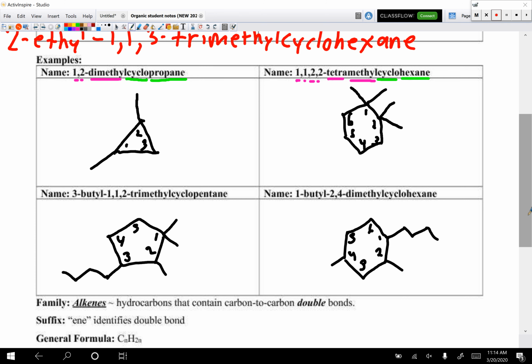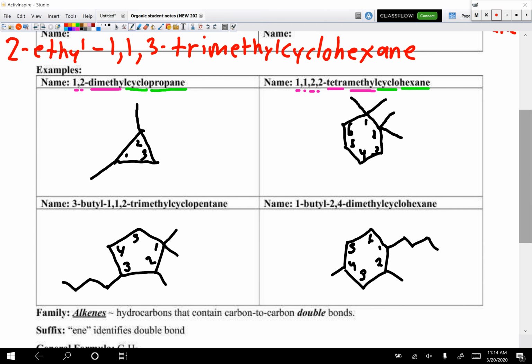Now it would be an excellent time to go to your workbooks and start working through the naming of the alkane sections. And when you are done that, please come back and we are going to go over how to name our alkenes, alkynes, cycloalkanes, and cycloalkynes.